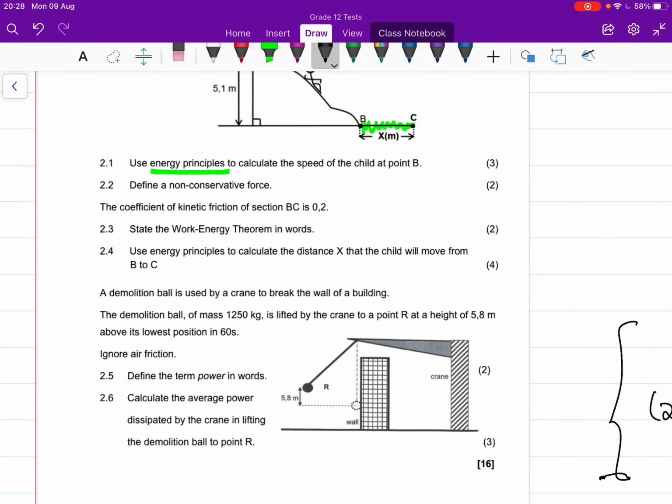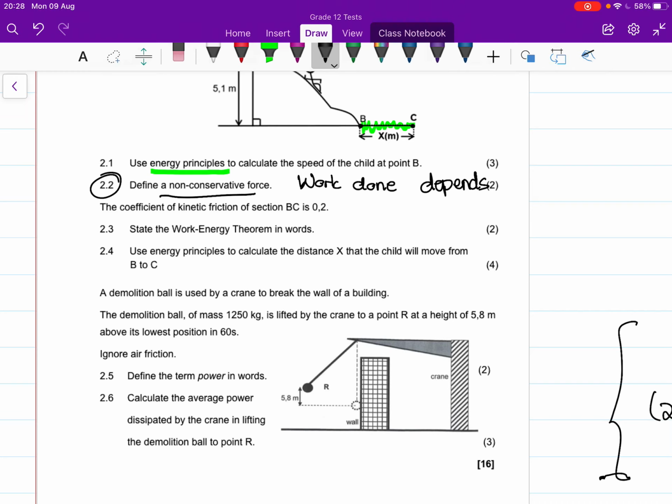Question 2.2, definition. That was pretty important, and I'm not going to write these out. A non-conservative force is a force for which work done in moving an object between 2 points depends on the path. A lot of you just said it's a force that depends on the path or is independent of the path. It's not that. It's a force for which the work done in moving an object. Guys, you've got to learn definitions.